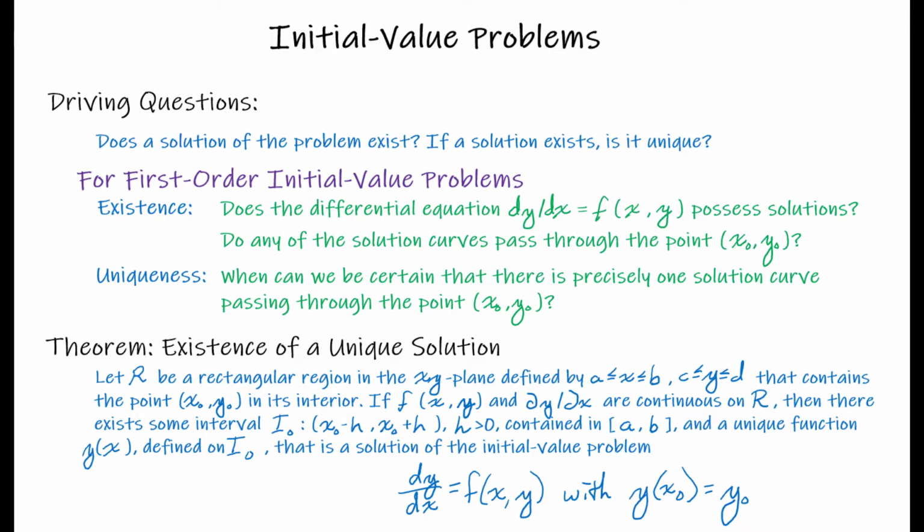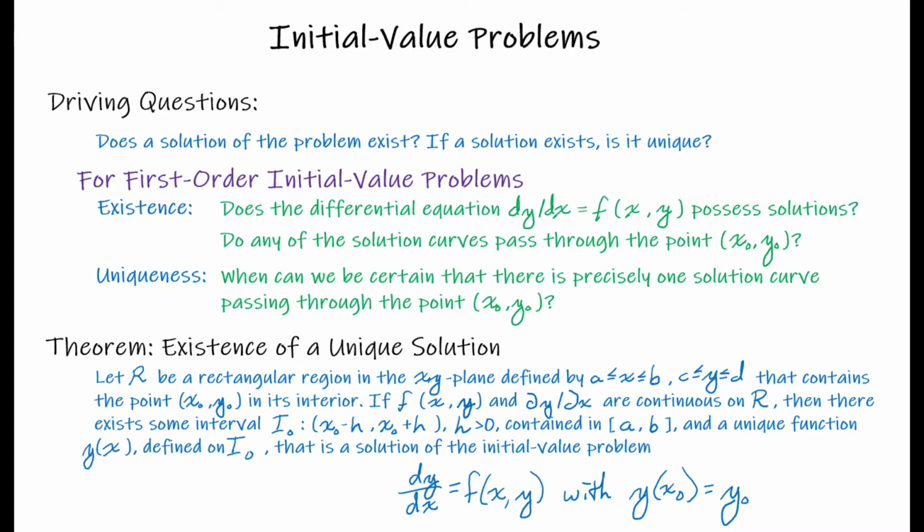And the theorem is for the existence of a unique solution. So if we let R be a rectangular region in the xy plane, and we have A and B as our bounds on x and C and D as our bounds on y, and our initial condition point is contained somewhere in that rectangular region, not on the boundary, but in the interior. Then, if we have a function f(x, y) and the partial derivative of f with respect to y, they could be the regular derivative.